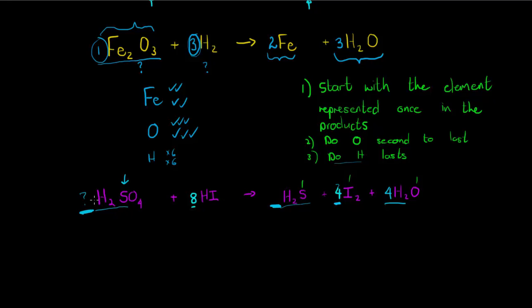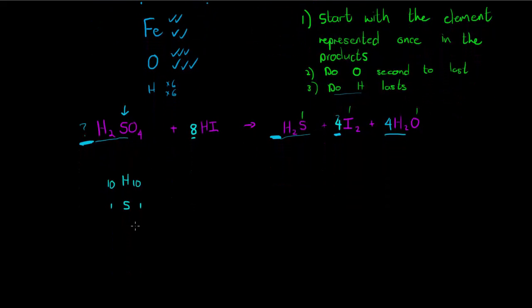Okay, let's start with hydrogens. Hydrogens on the left, I've got 2 plus 8 is 10 on the left. On the right, I've got 2 here and 8 here, so I've got 10 here. So my hydrogens are sorted. Okay, let's try sulfur. I've got 1 in this molecule and only one of the molecules, which means I've got 1 on the left hand side. On the right hand side, I've got 1 on the right hand side. Okay, which is great.